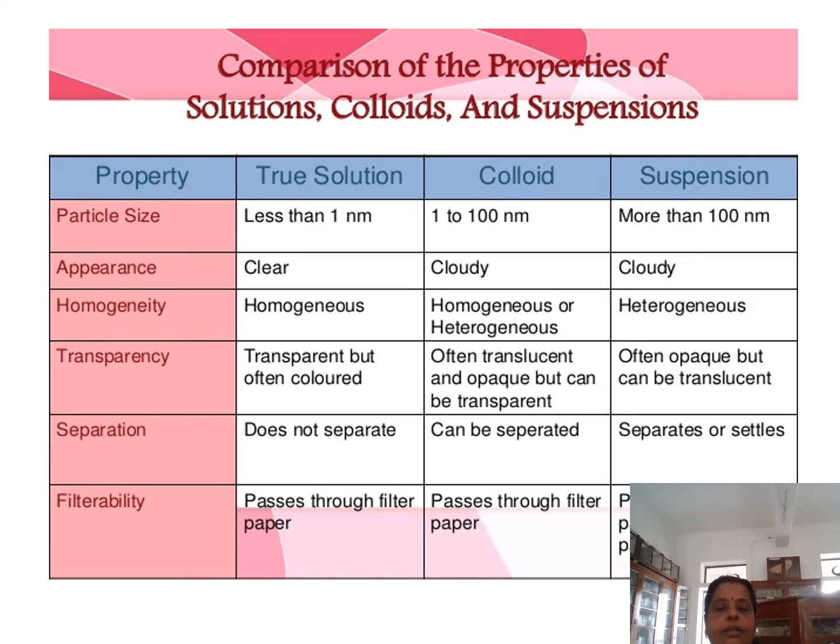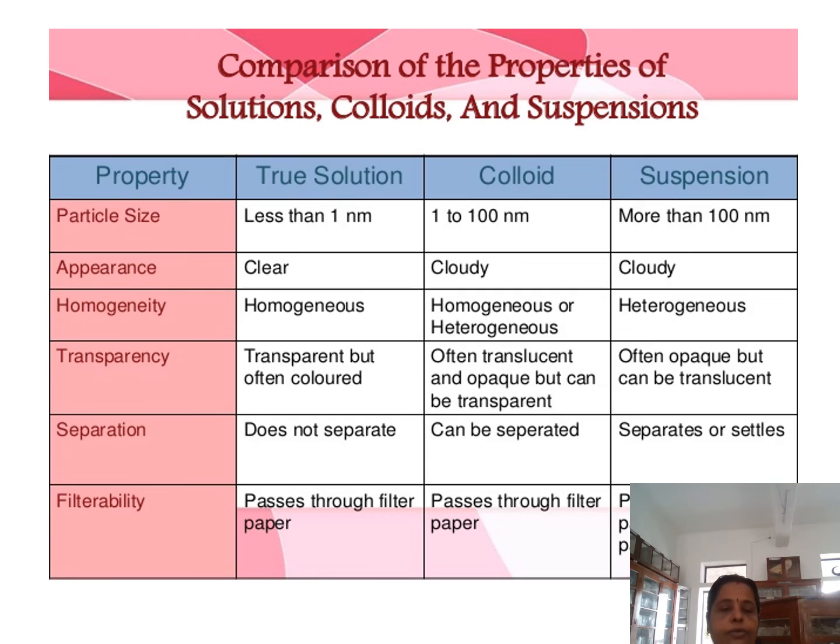When you look into the appearance, true solution gives a clear solution, whereas colloid gives a cloudy appearance. Suspension is also cloudy in nature. When you look into the homogeneity of the particles, in true solution the solute dissolves homogeneously, whereas in colloidal solution the particles may be homogeneous or heterogeneous. But in suspension, the particles are distributed heterogeneously. Transparency: true solution is transparent but often colored, whereas colloid is often translucent or opaque but can be transparent also. Whereas suspension is often opaque but can be translucent.